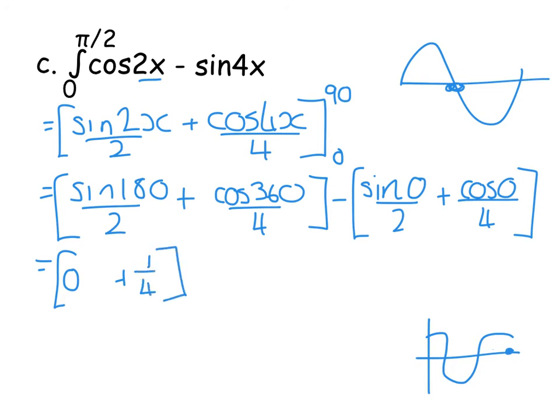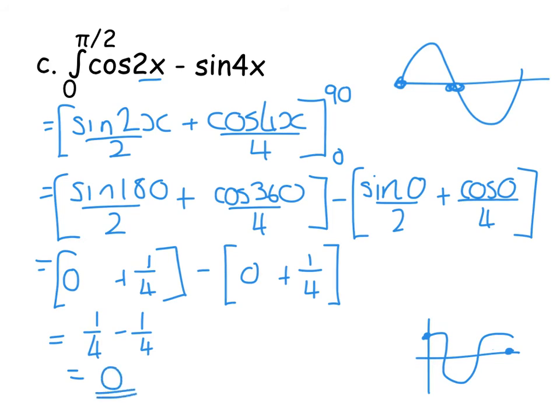So you've got 1 over 4. Take away sine of 0, which is 0 again. And cos of 0 is 1. So it's 1 over 4 there. And then when you tidy that up, you've really got 1/4, take away a quarter. So what we've actually got here as an answer is 0. Okay, so that turned out to be a 0.